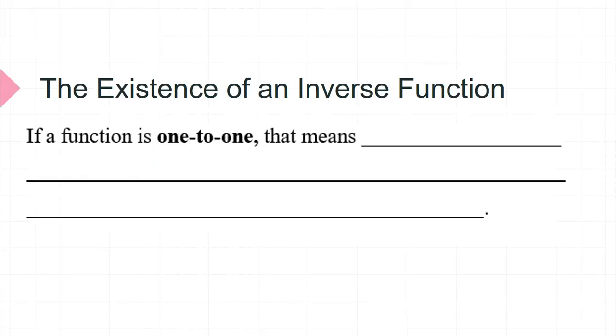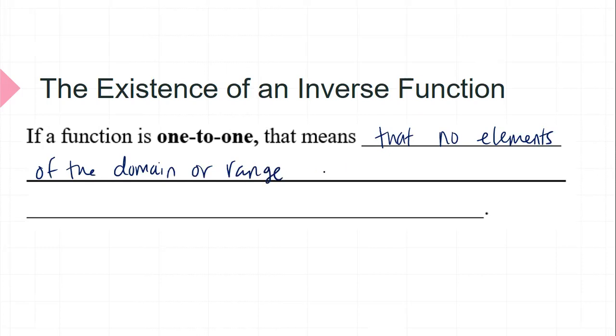The existence of an inverse function. Before you do anything, you can determine whether it's going to be an inverse function or an inverse relation. If you're looking for an inverse function, if a function is 1-to-1, that means that no elements, or values, should use the word value, no elements of the domain or range repeat.